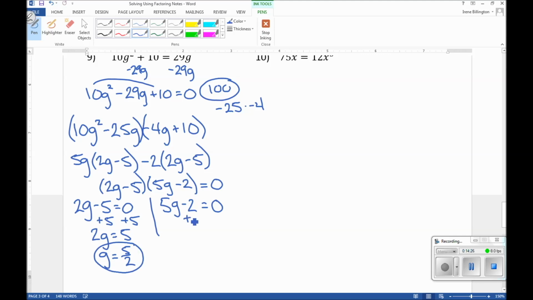Okay, second equation, we add the 2 to each side. So 5g is equal to 2. You're going to divide by the 5, so g is going to be equal to 2 over 5. Or you could use 0.4 as your answer.